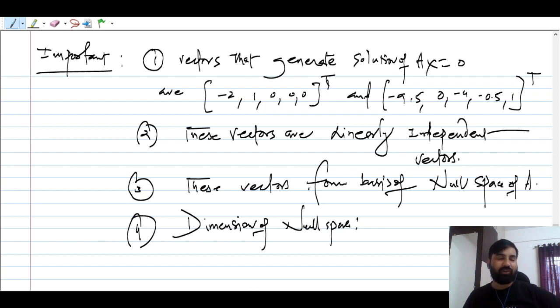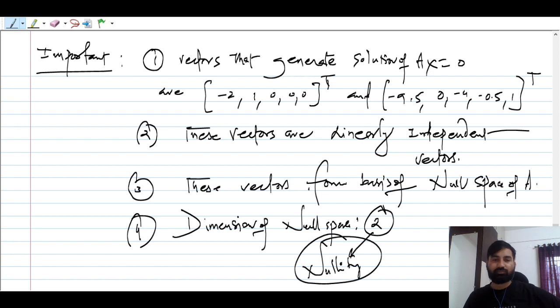See, if someone asks you what will be the dimension of Ax equal to 0, so find out the solution. The number of vectors present in the solution is going to be the dimension. So we call it the dimension of null space. Ax equal to 0 ka matlab kya hota hai? Null space. So the dimension of null space is going to be 2. And this 2 is nothing but what? We call it nullity.